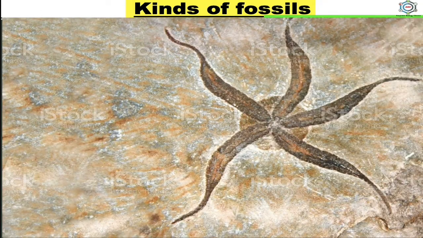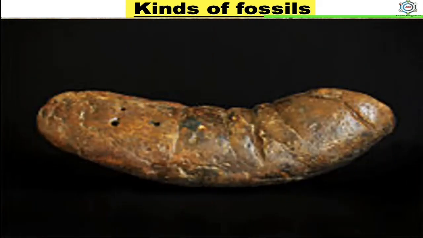Next is imprints: footprints, trails, tracks, and tunnels of organisms made in mud, rapidly baked and covered by sediments, form an imprint. And the examples are dinosaur footprints. Next is coprolites, and the mode of formation is fecal pellets buried in sediment. And the examples are Cenozoic mammals. So these are the kinds of fossils, their mode of formation and the examples.